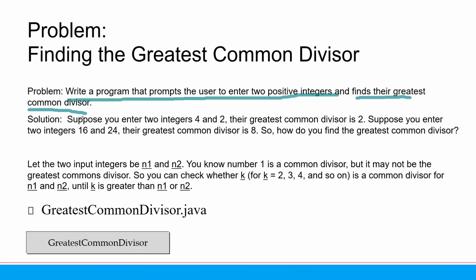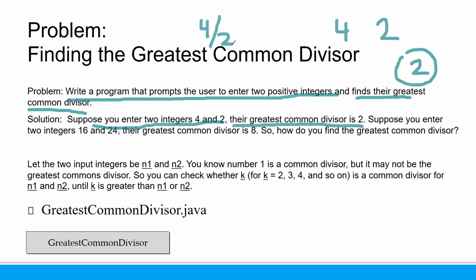So the solution is, suppose you enter 2 integers, 4 and 2. Their greatest common divisor is 2. Why? 4 can be divided by 2. Yes. 2 can be divided by 2. Yes. So the greatest number is 2. Okay. So 4 divided by 2. And 2 can be divided by 2. This is the maximum. That's the meaning of greatest common divisor.